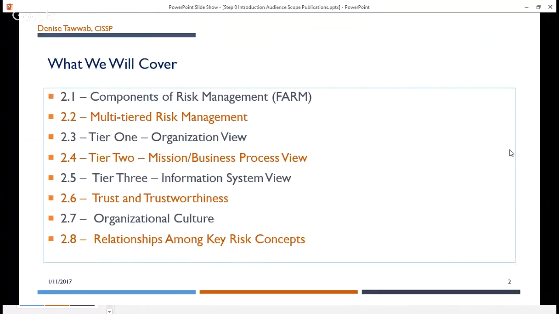Okay, what we're going to cover, we're going to start out talking about the four components of risk management according to NIST: multi-tiered risk management, Tier 1, organization view, Tier 2, mission business process view, Tier 3, information system view. And then we'll cover some risk management concepts such as trust and trustworthiness, organizational culture, and then the relationships among the key risk concepts. We'll talk about how one concept can impact another.